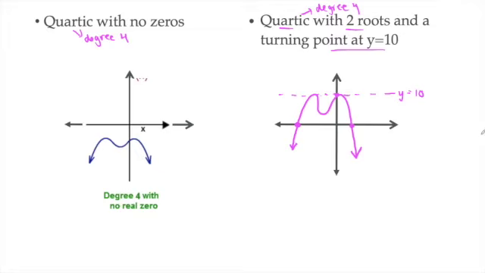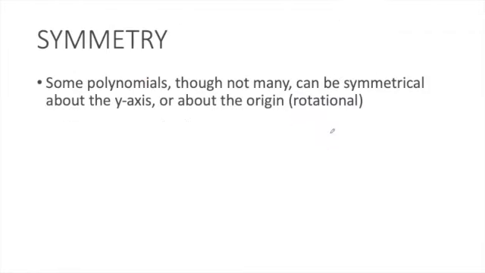Okay, now looking at what we talked about at the beginning, we're going to talk about a little bit of symmetry. So for some polynomials, though not many at all, they can be symmetrical about the y-axis or about the origin. That is your rotational symmetry. We're going to look at even functions and odd functions being symmetrical and how we can determine that. Again, there's not very many that are actually symmetrical about the y-axis or about the origin, but we'll show you examples of ones that are and how you figure out if they are or not.